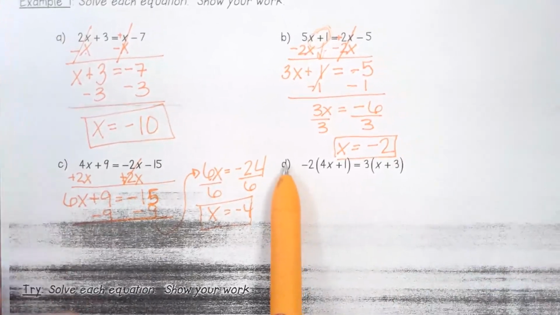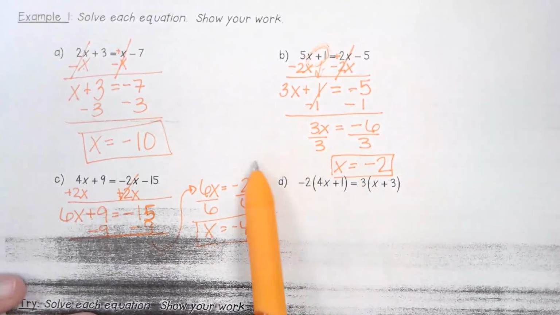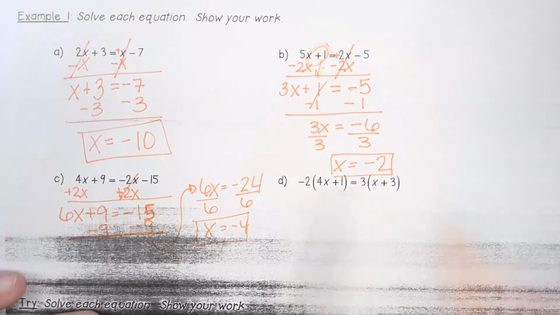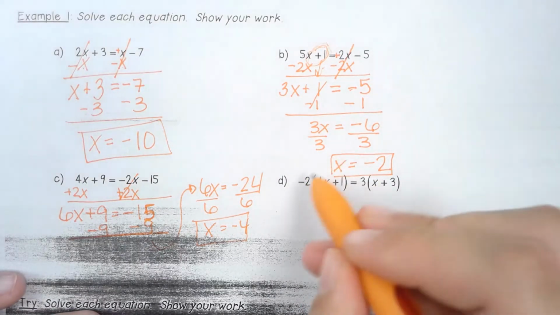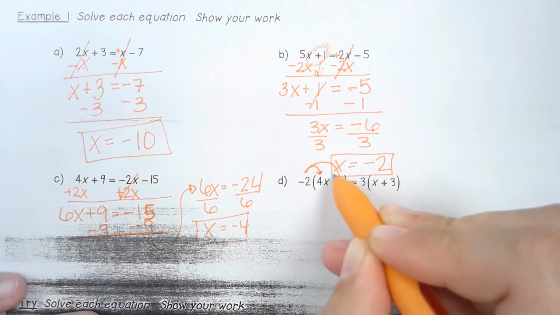Okay, so moving on to letter D here. This one's different than the rest of them because notice how we do have to simplify our equations here. So remember to simplify to get rid of those parentheses. You're going to do your distributive property. So you're going to take your outside number and you're going to multiply it times everything on the inside.